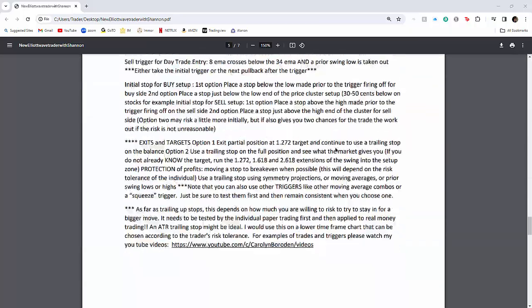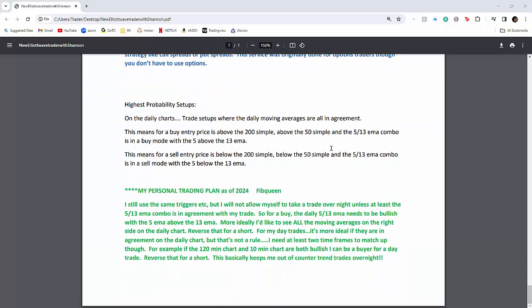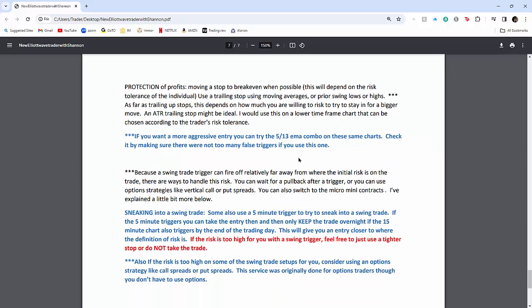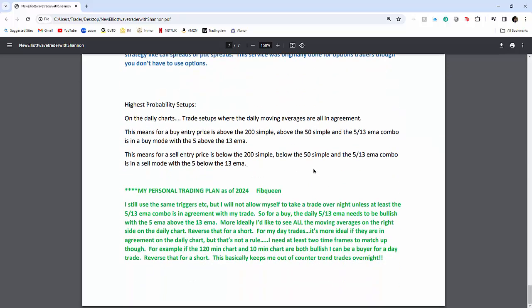is basically what I use out of all this. So as far as my personal trading plan, it's going to be slightly different than what you're seeing here because it's not going to include all of the setups, but it is going to include the highest probability setups.